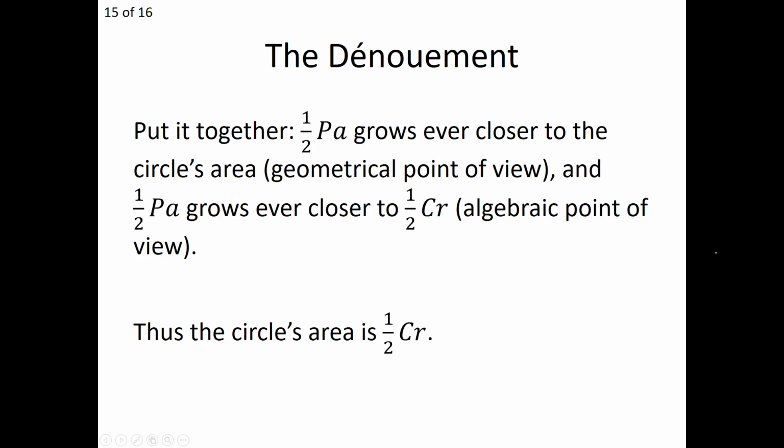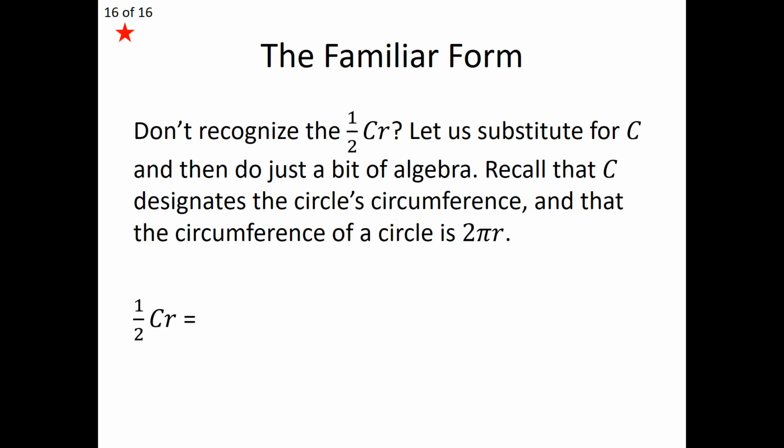So here we are at the denouement, which is the climax of our story. We have essentially seen from 2 points of view, the geometric and the algebraic, lead us to the same conclusion, that the area of the circle is in fact 1/2 the circumference of the circle times the radius. And so my question then is, wait a minute, you don't recognize 1/2 the circumference times the radius? Why don't you recognize that?